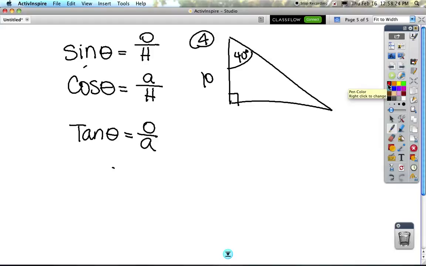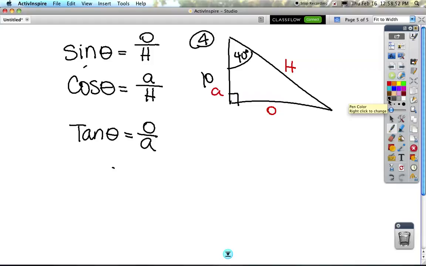Okay, so what am I going to label the 10? Adjacent, that's exactly right. What am I going to label the horizontal piece? Opposite. And what am I going to label the diagonal piece? Hypotenuse. Now remember, you're never covering up what was given. So do y'all want me to cover up the O or the H? Okay, we're going to cover up the O.